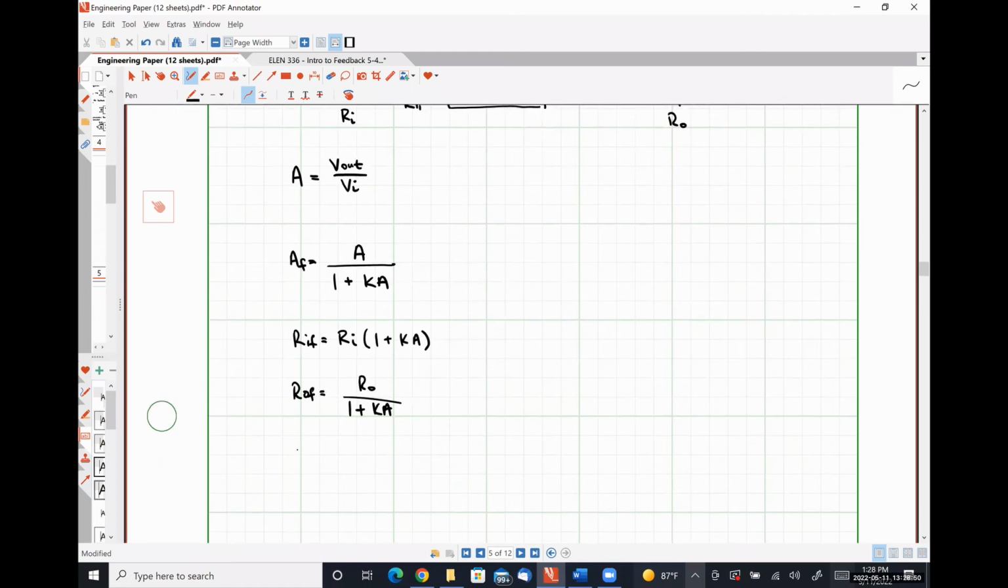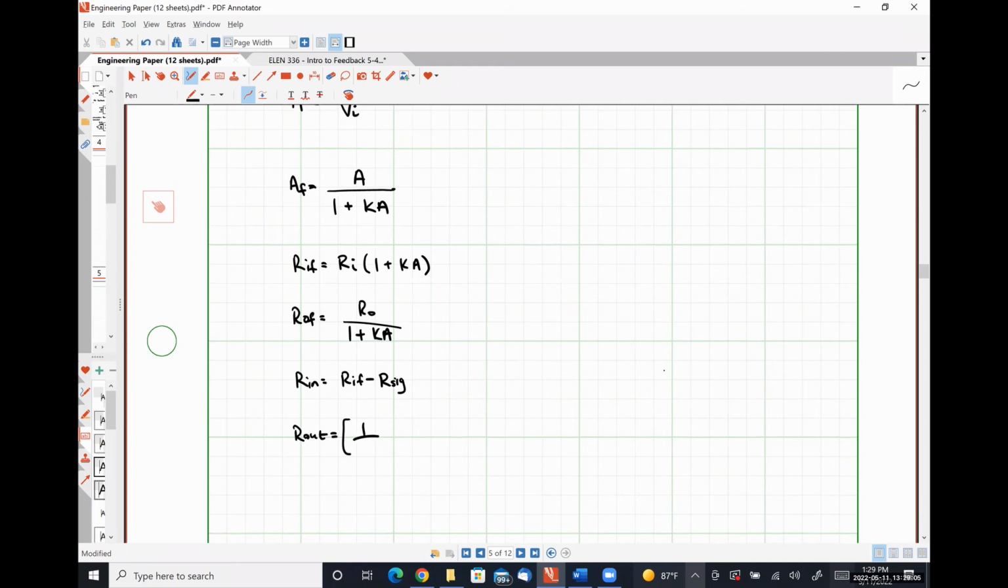We know that RN is RIF minus R sig. And we know R out is 1 over ROF minus 1 over RL, to the minus 1 power. So we're getting rid of that parallel load resistance to see just what the amplifier is. Okay. All right.